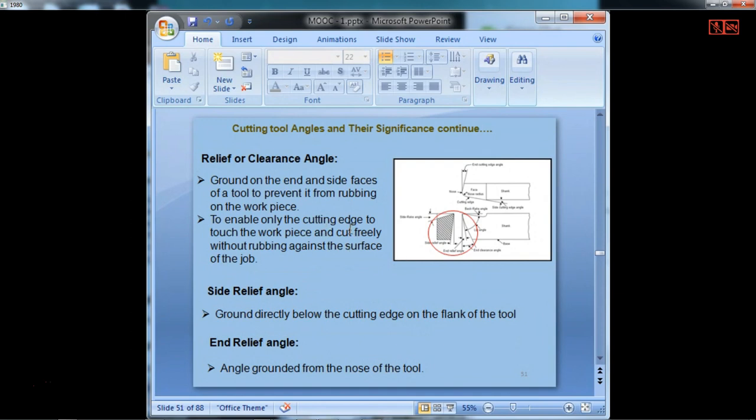To enable only the cutting edge to touch the workpiece and cut freely without rubbing against the surface of the job, either the original surface or the newly formed surface. So side relief angle is ground directly below the cutting edge on the flank of the tool. And end relief angle is the angle ground from the nose of the tool.